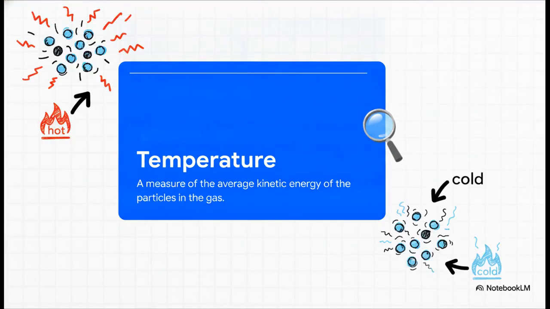Third is temperature. And actually, I want you to forget about hot and cold for a second. Think of temperature purely as a measure of rattling speed. A high-temperature gas is one where particles are frantically rattling about at incredibly high speeds with immense kinetic energy. In a cold gas, those exact same particles are just moving sluggishly.